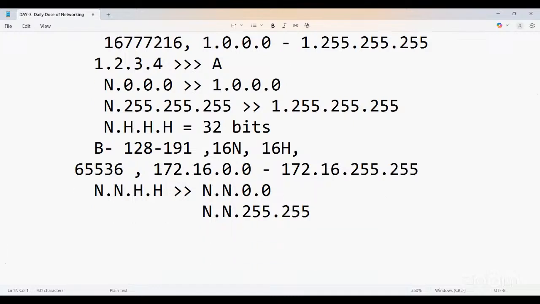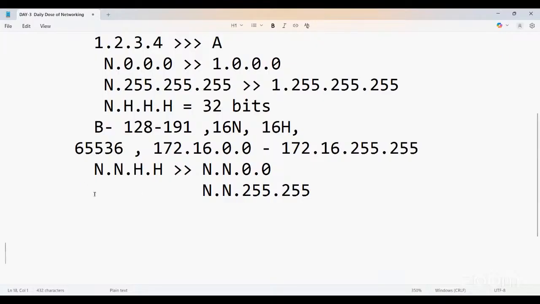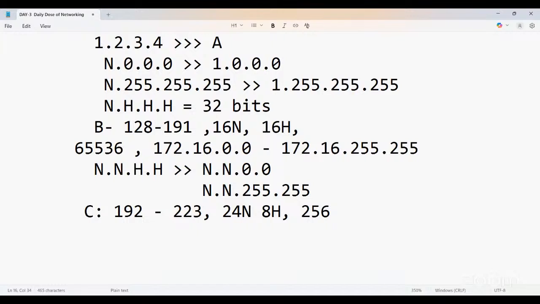If you want to go for class C, class C is pretty much straightforward. This is the smallest class that we have for the host part. It is 192 to 223 and it has 24 bits for the network. That means the first 24 bits are reserved and then you have 8 bits for the host part, and it will give you 256 total IPs in each network.